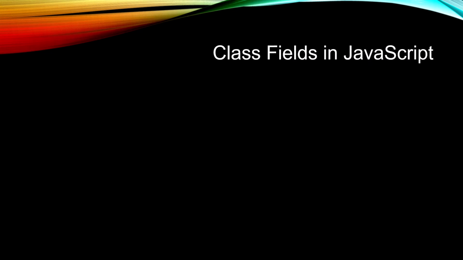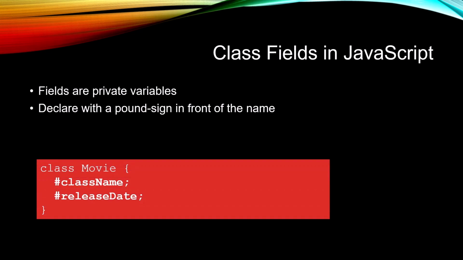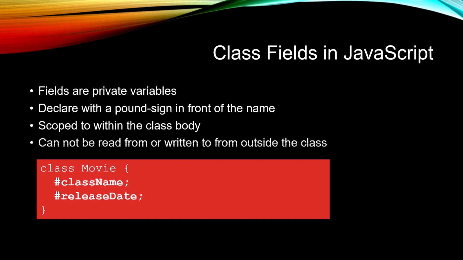Let's take a look at creating class fields in JavaScript. Now, fields are private variables within the class. You declare them with a pound sign in front of the name. As you can see here, pound sign class name, pound sign release date. It's scoped to within the class body only, so it has local scope within the class itself. They cannot be read from or written to from outside the class.